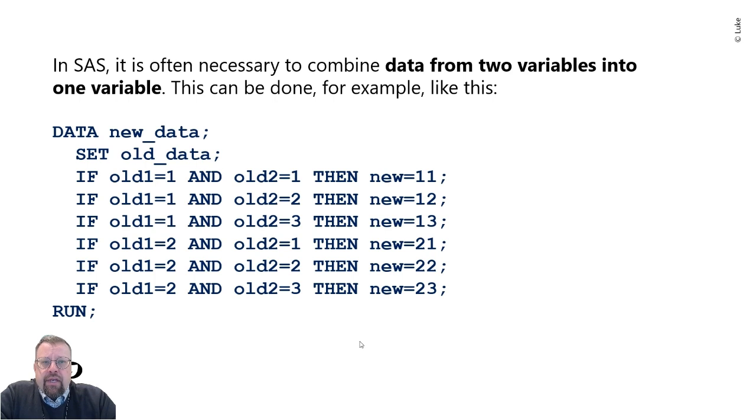Then sometimes you need to create a sort of combinatory variable from two or more separate variables, and this can also be done with the if statement. So we have two variables, old one and old two. Old one has values 1 and 2. Old two has values 1, 2, and 3. And so we can simply, with the if statement, say that if old 1 is 1 and old 2 is 1, then the new equals 1, 1, or 11. In the same way, we go through each combination and get the six different values for the variable new.